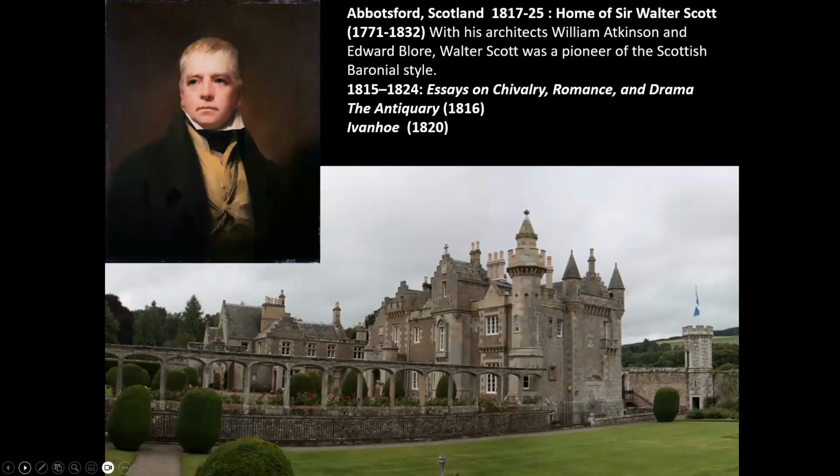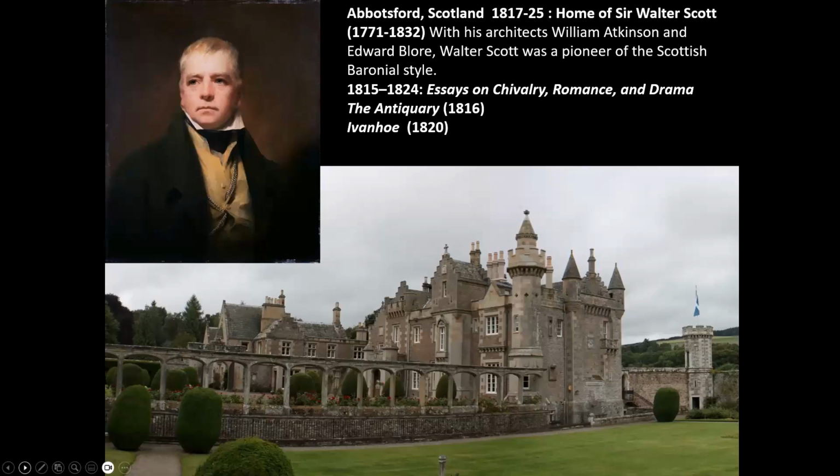a strong British identity. The architects for this, well, essentially the architect was Sir Walter Scott, but he was aided by William Atkinson and the builder Edward Blore. It's often said that Scott was the pioneer of this baronial style, which comes to full fruition in the castle built by Prince Albert and Queen Victoria at Balmoral.